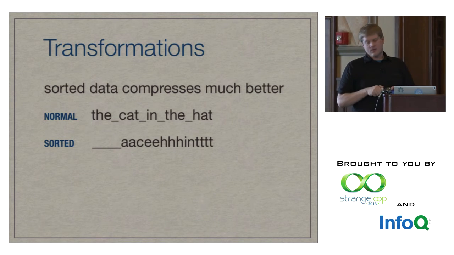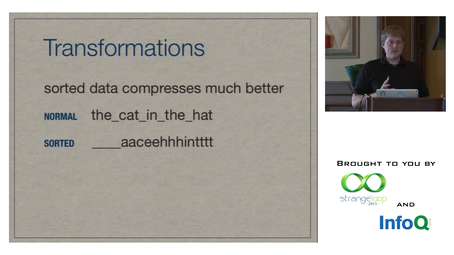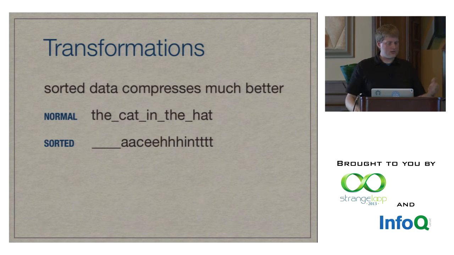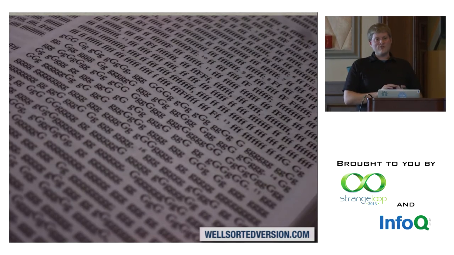And a particularly obvious transformation is if you sorted data, it would be a lot easier to compress well because you'd have long runs of the same characters. And there's a guy who made a version of the King James Bible that has been fully sorted letter by letter.